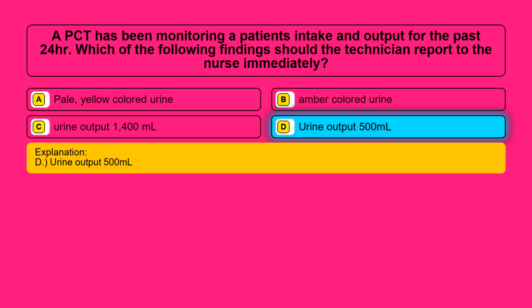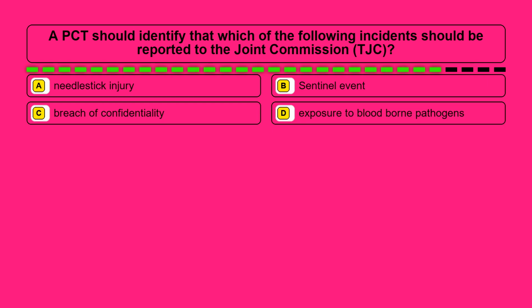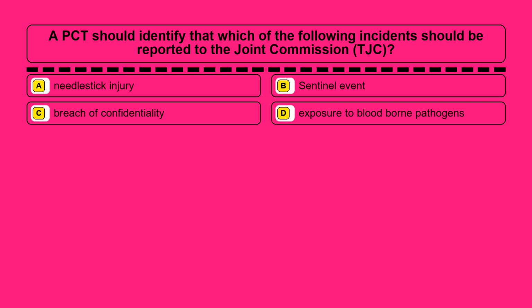Question 42. A PCT should identify that which of the following incidents should be reported to the Joint Commission, TJC. Option A. Needle stick injury. Option B. Sentinel event. Option C. Breach of confidentiality. Option D. Exposure to blood-borne pathogens.